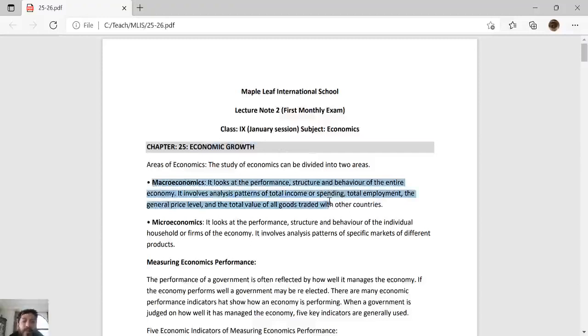So this is the starting of macroeconomics. Macroeconomics is basically the study of the economy as a whole. Whereas if we think about the last few chapters, chapter 1 to chapter 24, we talked about microeconomics, where we talked about the individual part of the economy. But from now on, from chapter 25, we will study the overall economy.